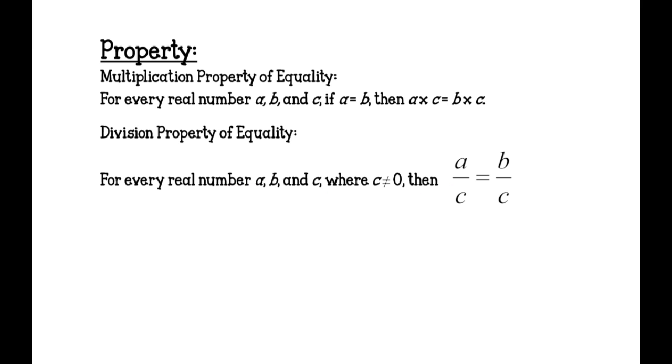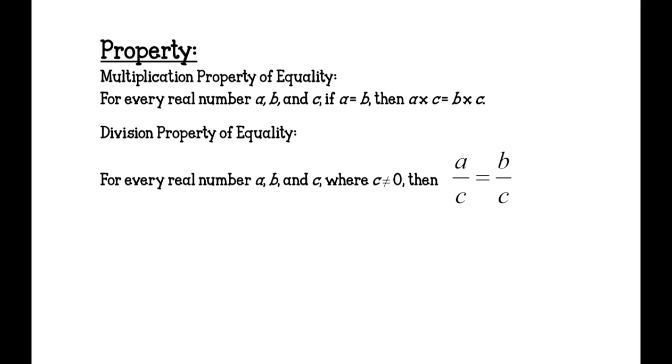Okay, properties. I know sometimes that these just look like a lot of words and are confusing, so I'm going to try to make it so that you understand them. Multiplication property of equality. For every real number A, B, and C, if A equals B, then A times C equals B times C. So it's like the balance that we talked about in class, where if I add 2 to one side and I add 2 to the other, it's still in balance. That's like this. If I multiply by C on one side and I multiply by C on the other, it's still in balance.